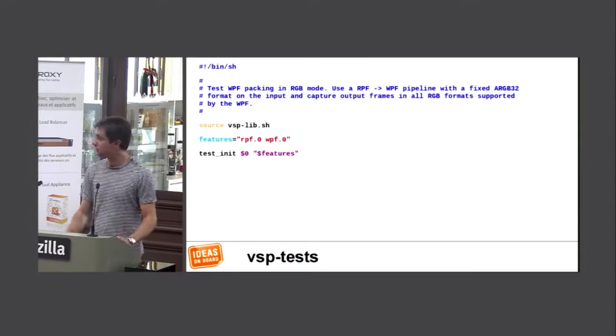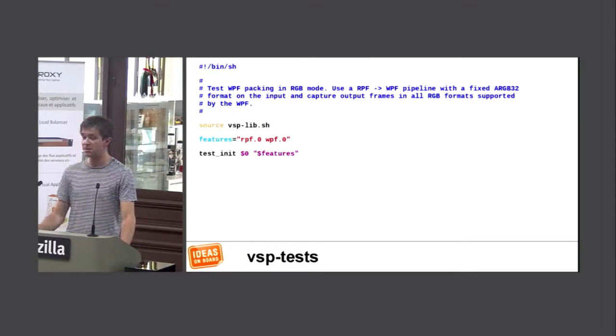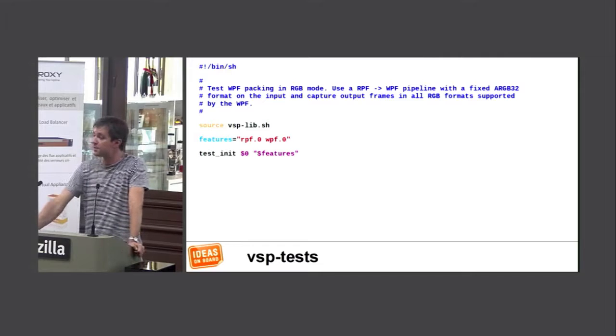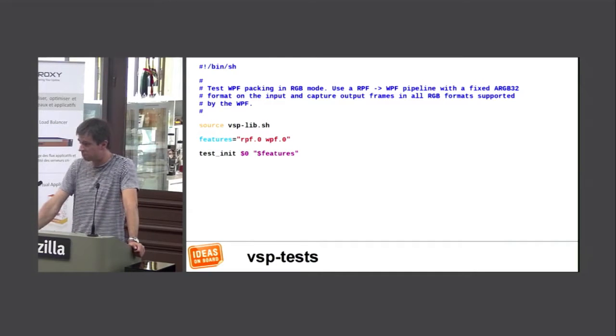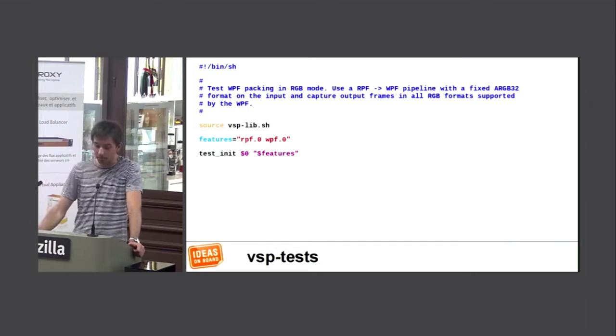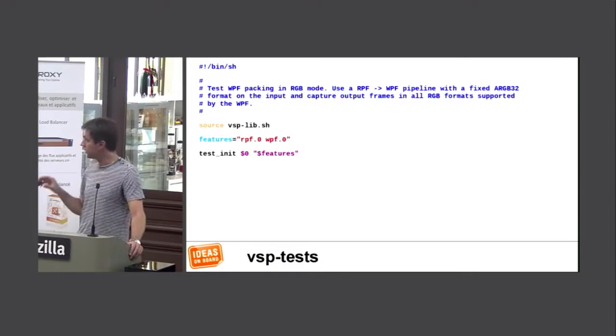So the test scripts basically span two screens. It first sources the library, which I won't display because that one is pretty big, and calls a test init function with a set of features that are needed for the test. I have multiple instances of my device in the SoCs I use. They don't all have the same feature set, and so this can be used to make sure that the script will select a device that has the features I need.